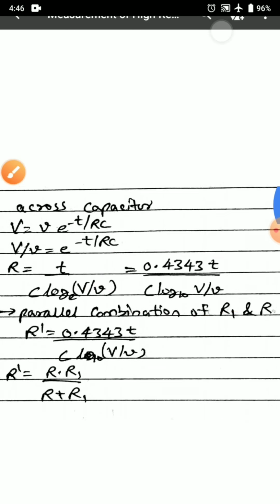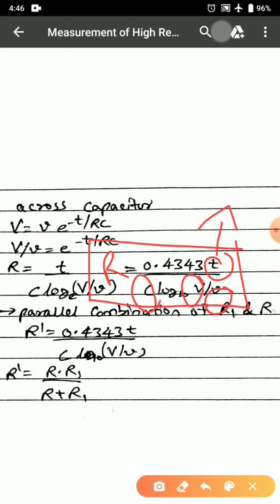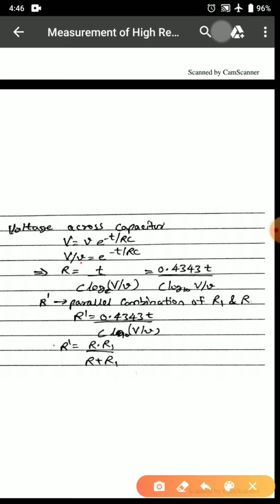Using this formula, I can find the value of my resistance. If I know the time t taken, and the voltage at any instant, which I can read using the voltmeter, and V, that is, the voltage to which the capacitor was charged, and I know the value of C, the capacitor that I have used, then depending on all these values I can make out the value of the unknown resistance.